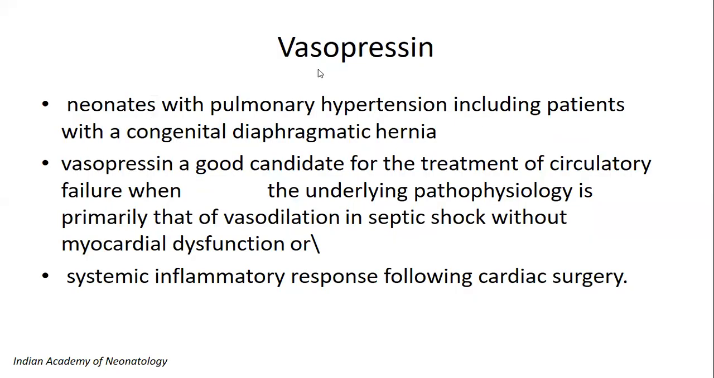Which patients are going to benefit from vasopressin? Neonates with pulmonary hypertension, including patients with congenital diaphragmatic hernia. Vasopressin is a very good candidate for treatment of circulatory failure if the primary pathophysiology is vasodilatation, as in septic shock without myocardial dysfunction, or in SIRS, systemic inflammatory response following cardiac surgery. These are the scenarios in which vasopressin has a very good effect.